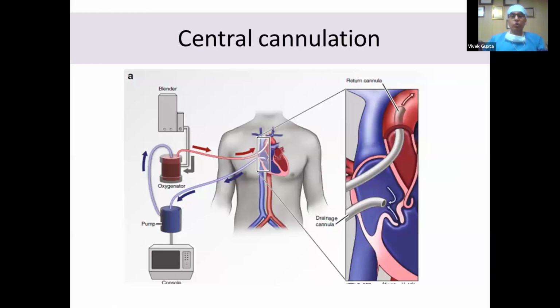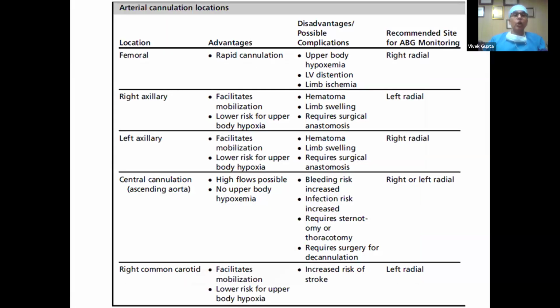Central cannulation means you are going to place the return cannula directly in the aorta and the access cannula in the right atrium, or we can do a two-stage approach, like SVC and IVC separately, after doing the sternotomy. We should remember here that the sternum has to be open. So the different arterial locations can be femoral.